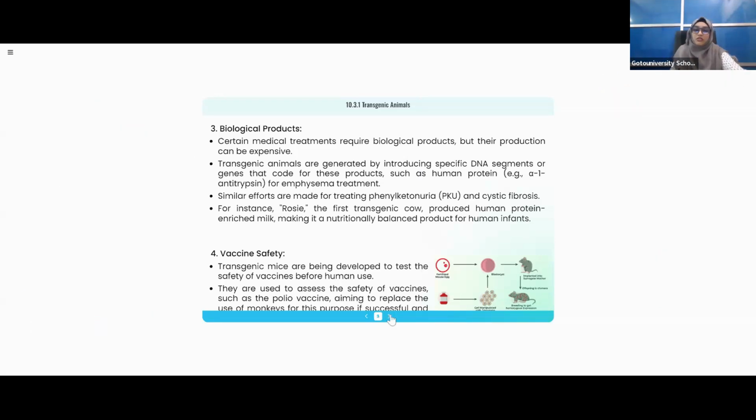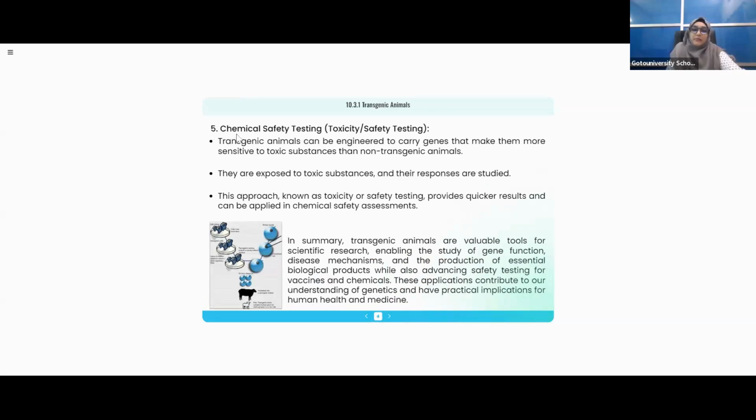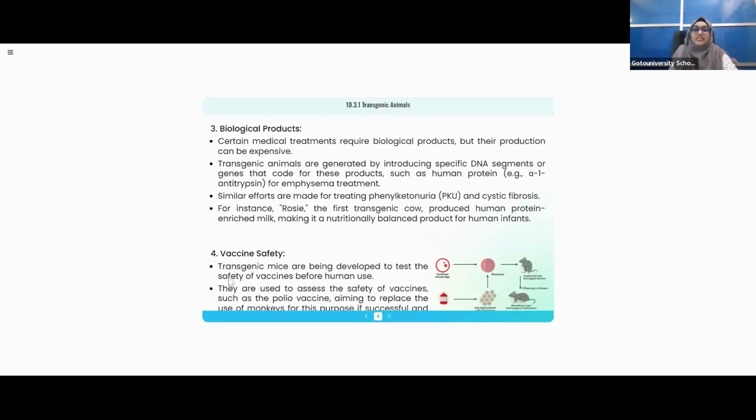Next. Fifth point is chemical safety testing, toxicity testing, and safety testing. Here one more point is there, that is vaccine safety. First I'll complete this. Nowadays we know the coronavirus vaccine is very famous. Many vaccines are there, and those vaccines are not directly given to humans. Before giving it to a human, the vaccine will be tested on some transgenic animal. In 95% of cases we are using mice as the transgenic animal.